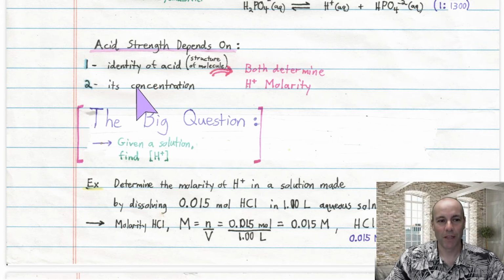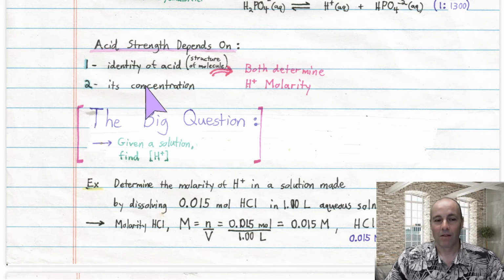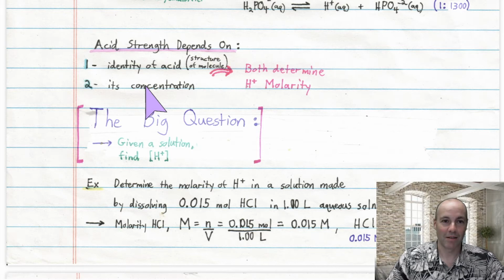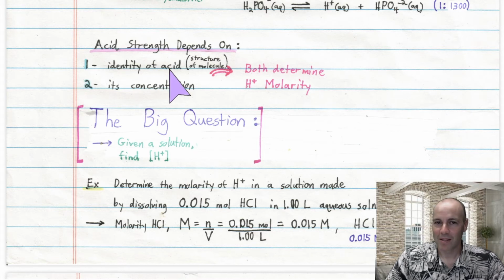So both of these determine how strong the acid is. Now, by acid strength, we mean how much proton concentration is there. So both of these will determine the proton molarity. If you know what the acid substance is and you know what its concentration is, you can actually calculate the molarity of the protons that you'll find in solution. And we'll spend a lot of time doing this in this chapter.